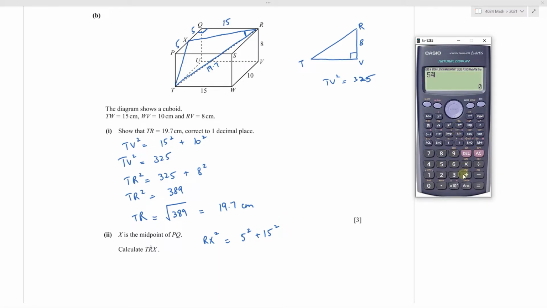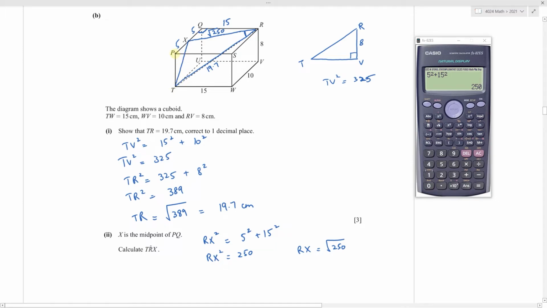5 square plus 15 square, which is 250. Rx square is 250 and Rx will be square root of 250. So now I know that this length Rx is square root of 250. Now similarly I can also calculate this length Tx.